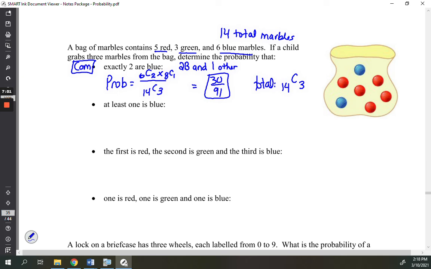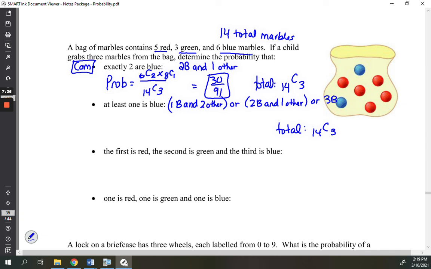Okay, let's check the next one here. It says at least 1 is blue. So similar situation. Our total ways we can choose our marbles is 14, choose 3. But now at least 1 is blue. There's a few different scenarios. I could have 1 blue and 2 other marbles. Or I could have 2 blue and 1 other marble. Or I could have all 3 blue marbles. Those are all the scenarios that would work in this case.